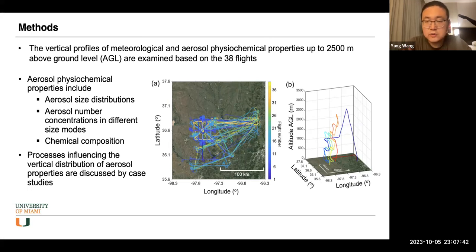Here the figure shows the magnitude of the horizontal scale of the HI-SCALE campaign. These lines represent the flight tracks for all the research flights, and different colors represent different flights. On the right-hand side, it shows a representative research flight where you can see these vertical profilings. In this study, we're just analyzing the data that were collected during these vertical profiles.